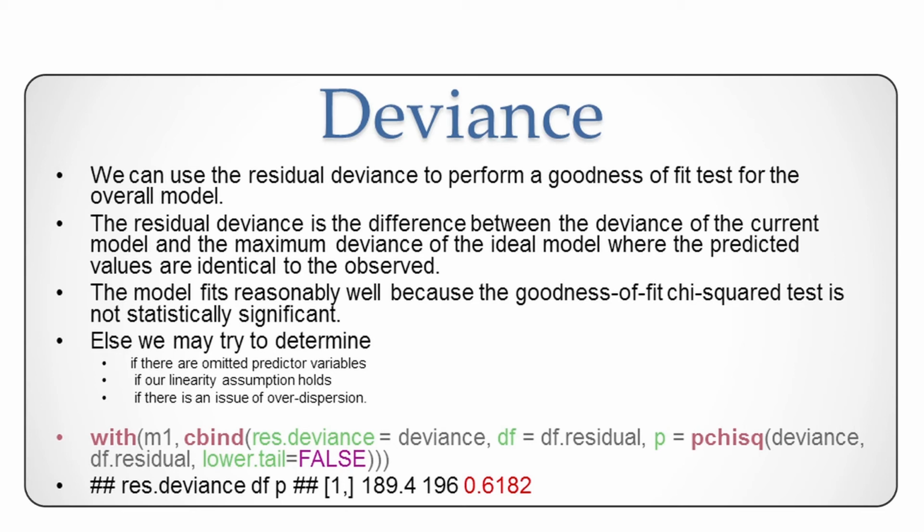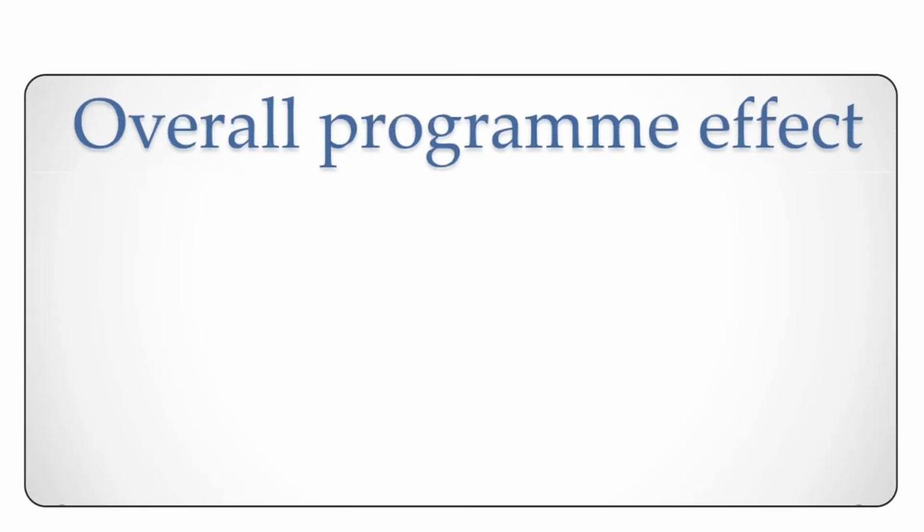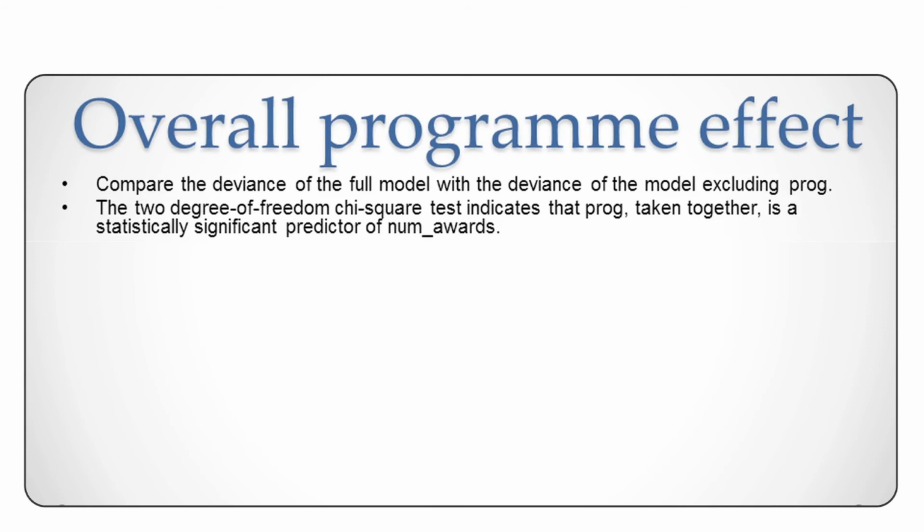and we see that the p-value here is 0.6182, suggesting that the residual deviance is not statistically significant. We could look at the overall program effect. Now note that we have two coefficients for each of the programs. So rather than see which program is different, we might want to know one single answer for whether or not program has a statistically significant effect on the number of awards.